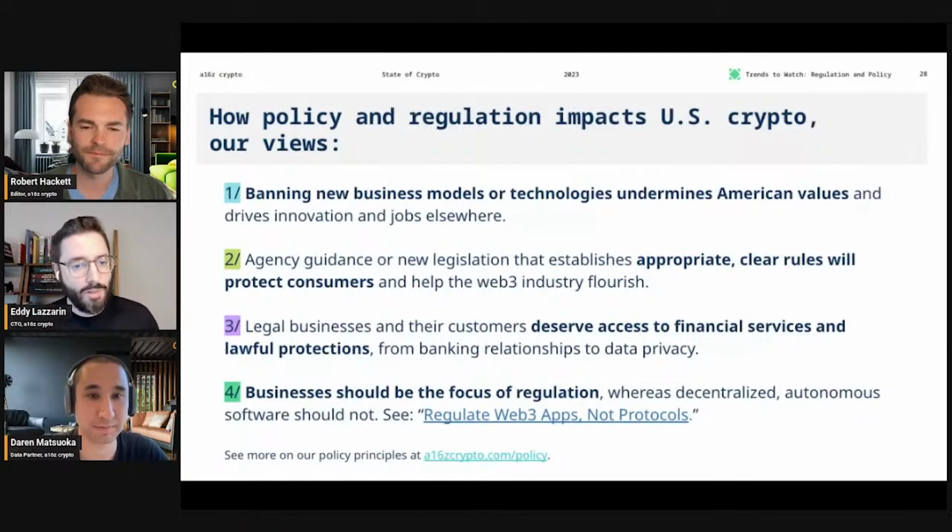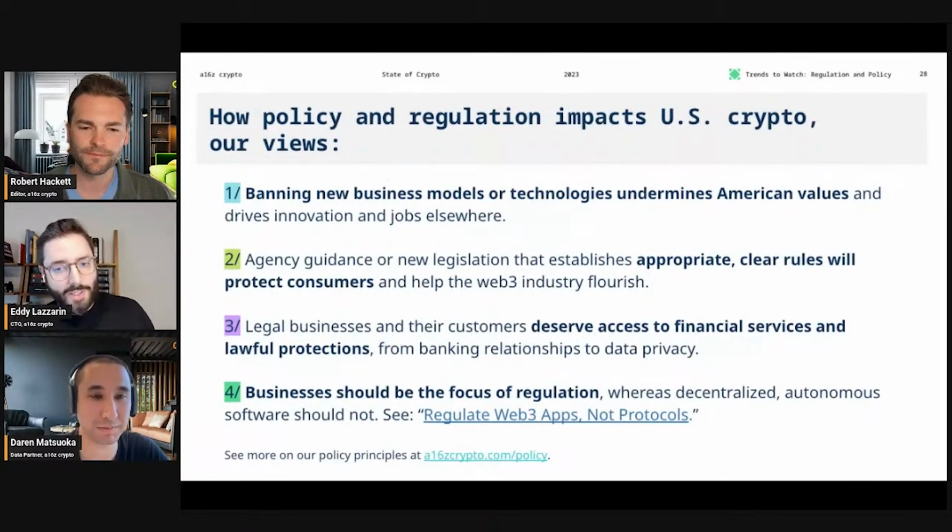Clear regulation and clear rules protect consumers. There's a reason why those rules are in place and have been successful in fostering American economic growth in other industries over the last decades. We probably need that here, but it can't be regulation by enforcement that is opaque to would-be builders who have to select where they're going to do their work. Crypto businesses that aren't breaking the law need access to financial services, and businesses are reasonable entities to regulate. That's the way things work.